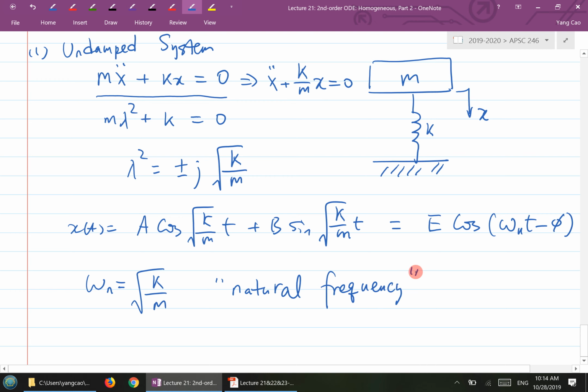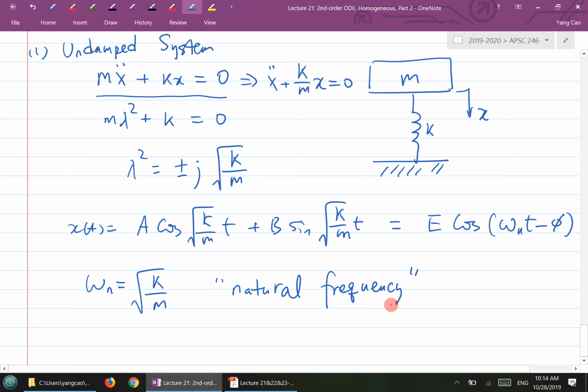Okay, this is called a natural frequency. So you have heard a lot about vibrations, and you probably have heard of a natural frequency. This is basically an example of what a natural frequency is. It's determined by the system parameter. It's like the system's characteristic. When you have this system here, it will vibrate at this natural frequency.